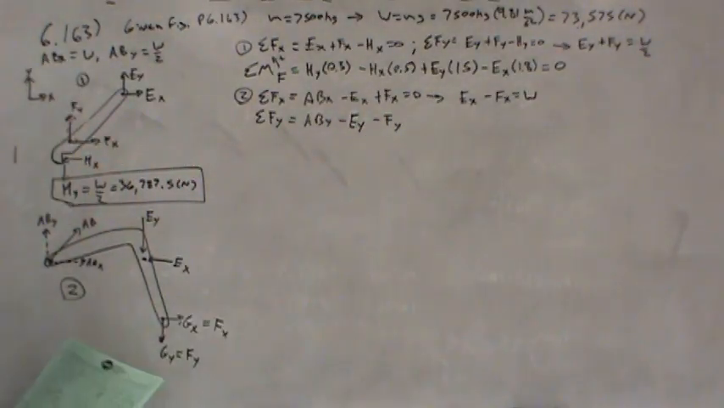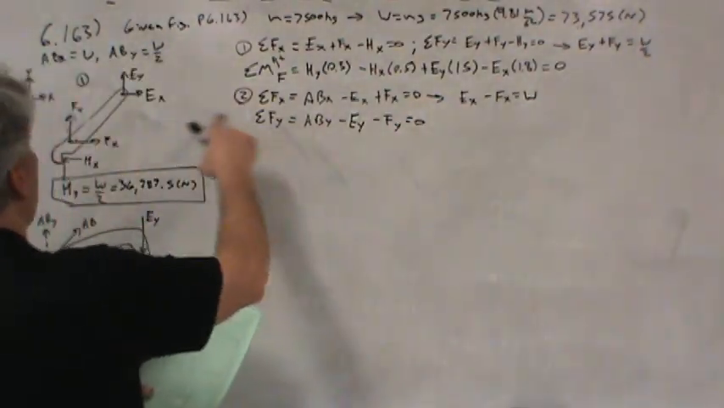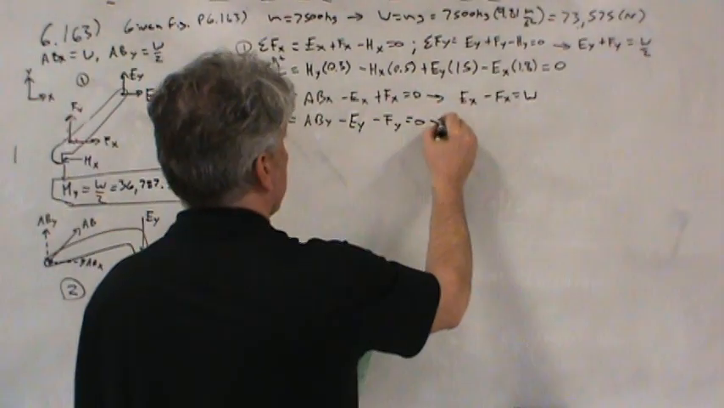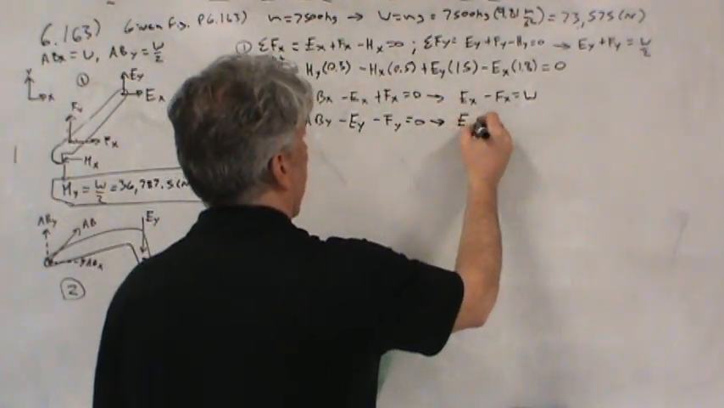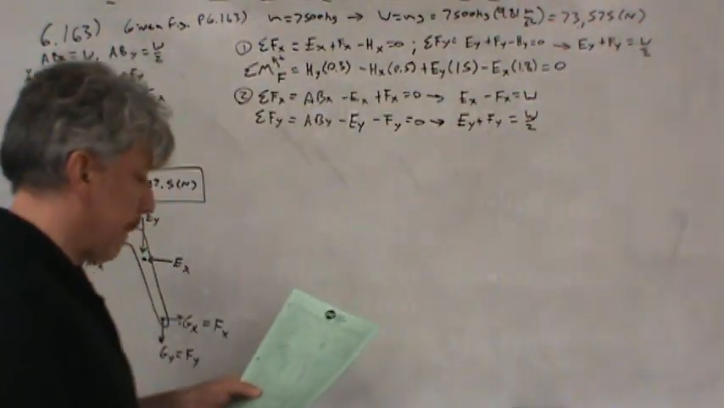Okay? And that sum is equal to 0. Now ABY is W over 2. So let's rewrite this one as well and say that EY plus FY equals W over 2.